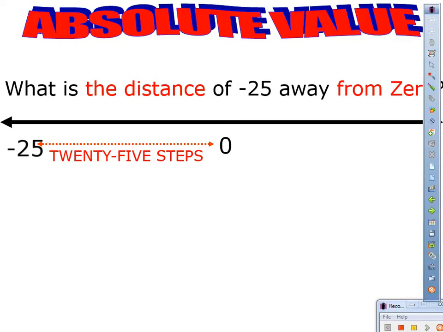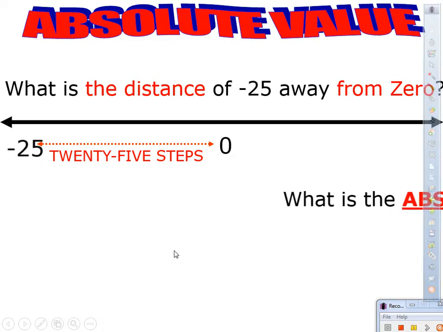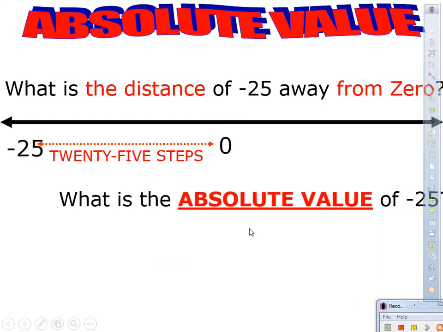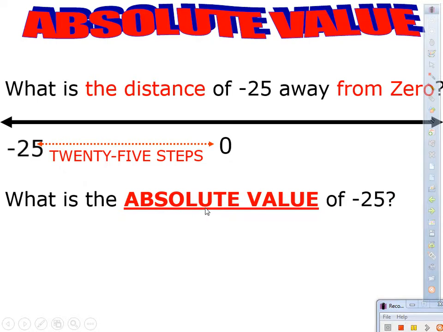Okay? All right. Now check this out. Another way of saying this: we know that the distance from 0 is called what? Absolute value. Here's another way of saying it. What is the absolute value of negative 25? Why? Because absolute value means what? The distance from 0. What's another way of writing this? Do we know what the symbols are for absolute value? Yes, the two bars. So check this out. Absolute value of negative 25 is what?